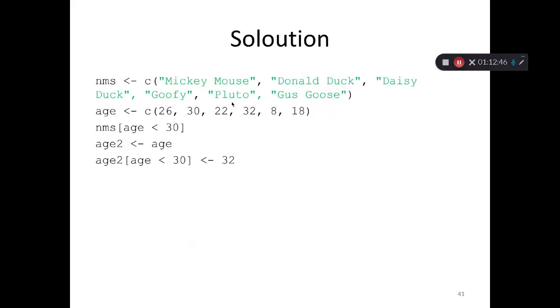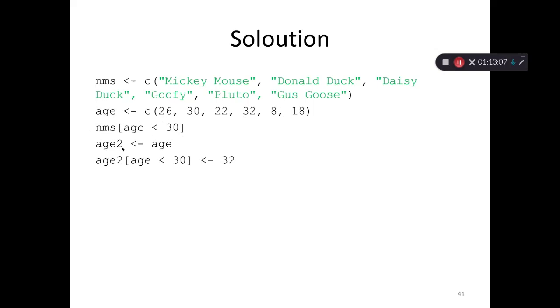Okay, I hope that you managed to do it. So the solution is this. You create a vector with some names, Mickey Mouse, Donald Duck, etc. These are Disney characters, and a vector of ages. Then you can use the age vector to select elements of the names vector.